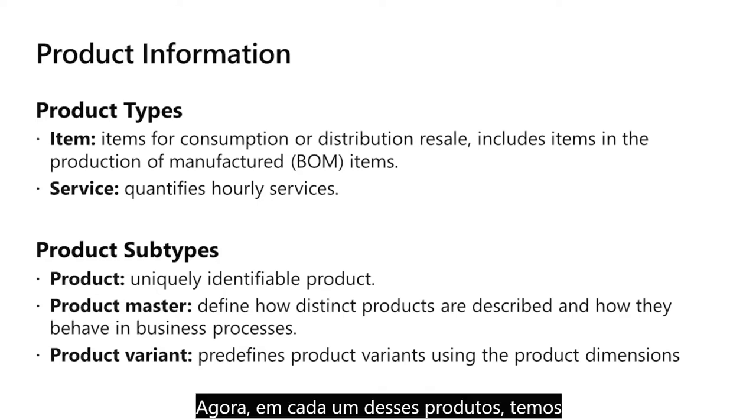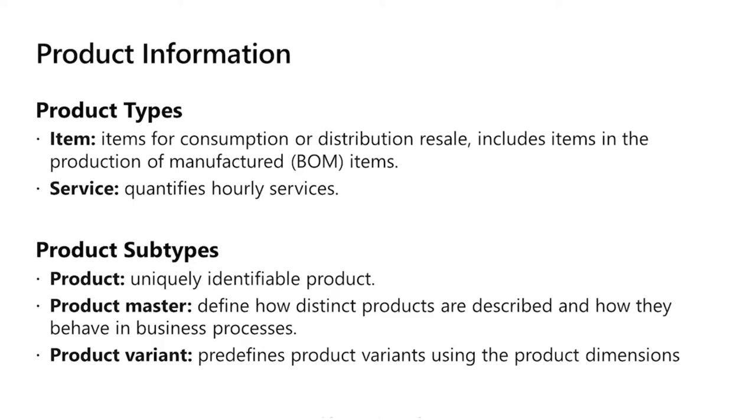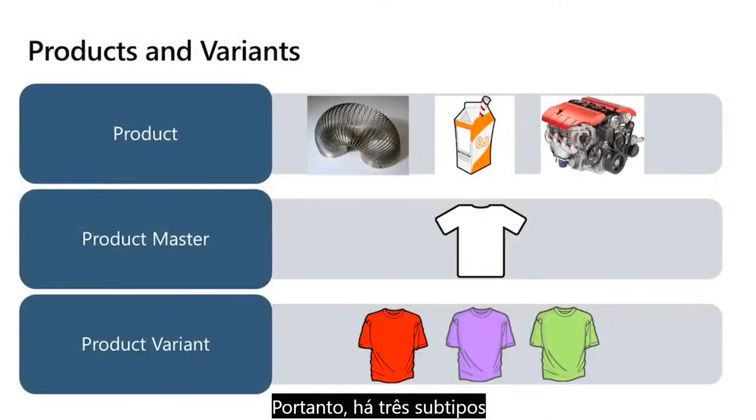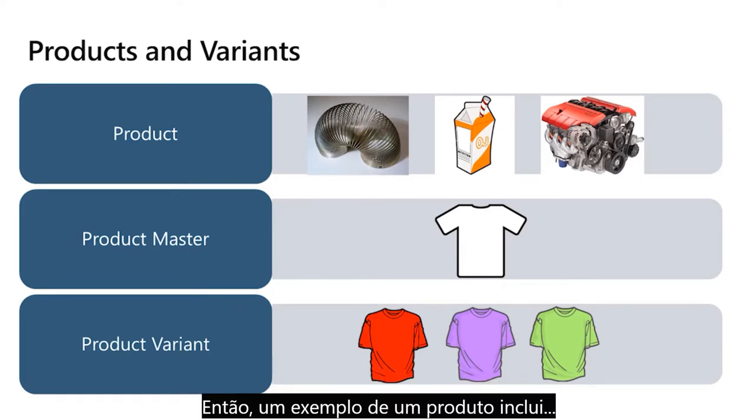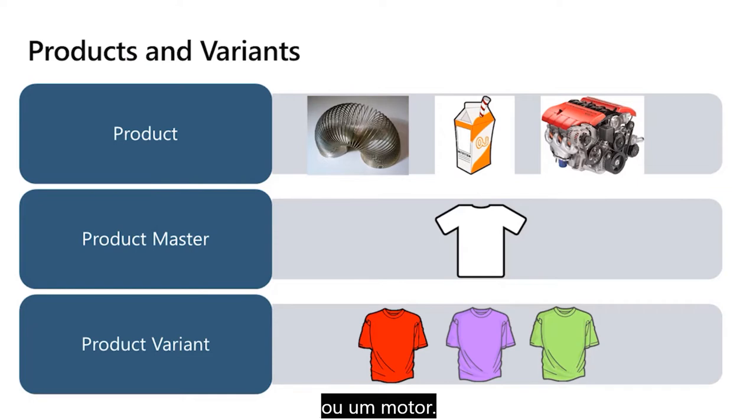Now, within each of these products, we have three product subtypes or variants. So there are three product subtypes, and that includes product, product master, and product variant. So let's talk about what a product is. An example of a product includes a Slinky here, a carton of orange juice, or a motor.